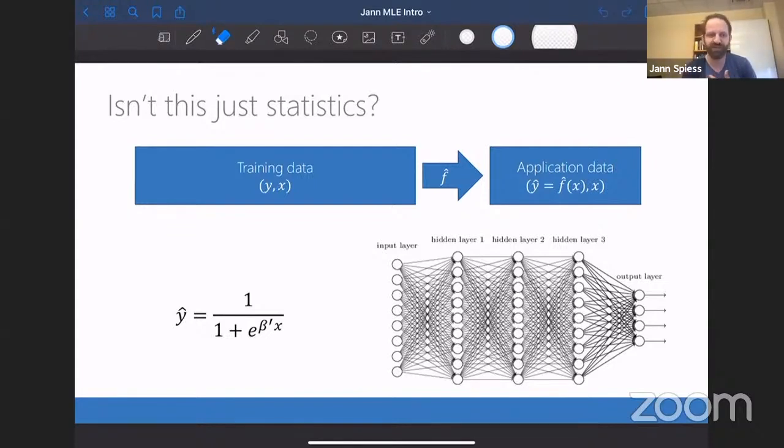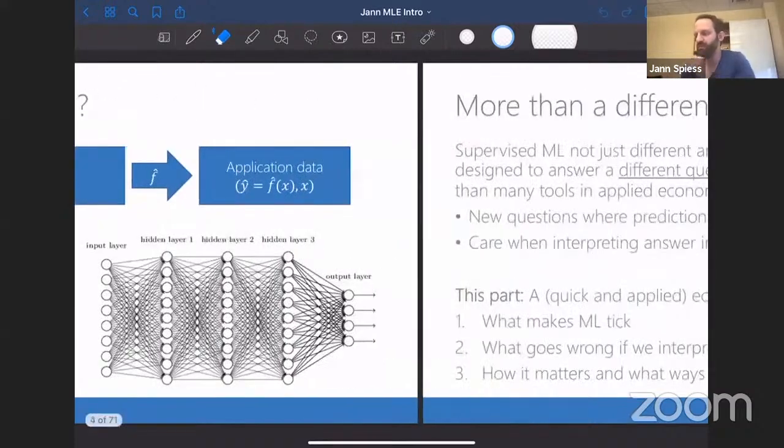The question is really, how can this work when we do the same thing that we used to do, but do it with very high dimensional data? And this is what my talk today is going to be about.